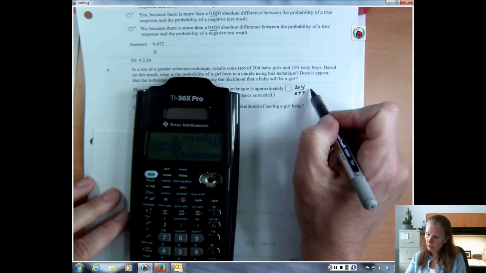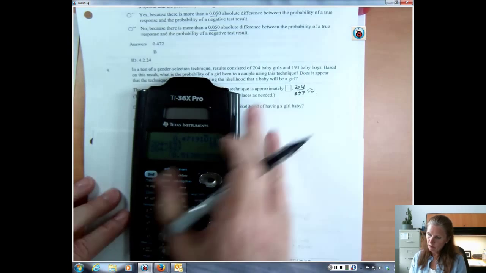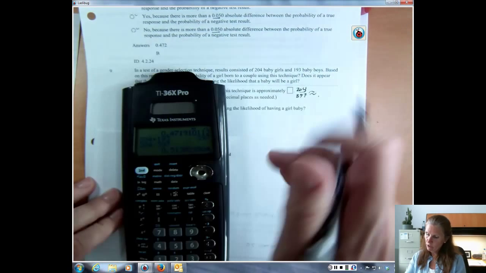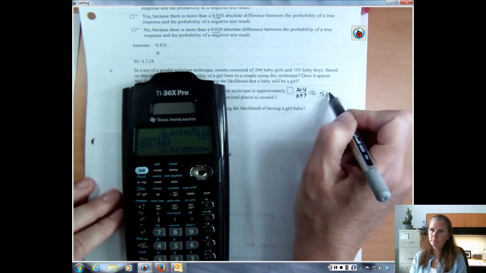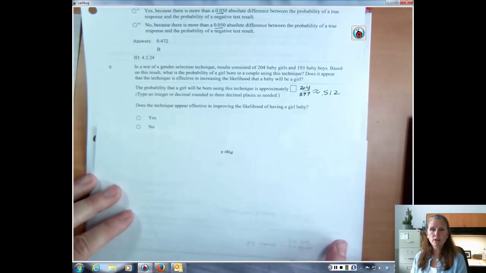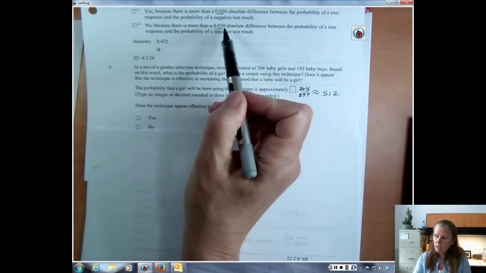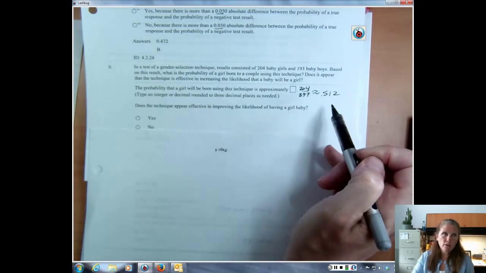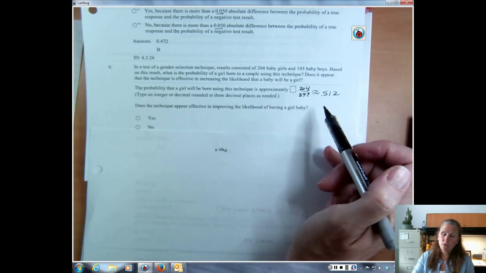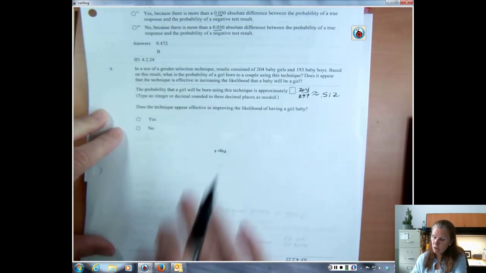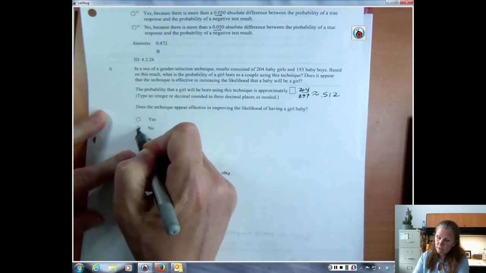And we got a birth rate of about 0.512, to 3 decimal places. Does the technique appear effective in improving the likelihood of having a baby girl? Well, we expect about 50%, and this is higher, but not that much higher, because remember what we're looking for, and we talk about is it significantly different, is it 5%. It would have to be 55% or higher for us to start to consider if our technique is useful. So it sounds to me like no, it's not effective because it's only 1% different, which could happen by chance.